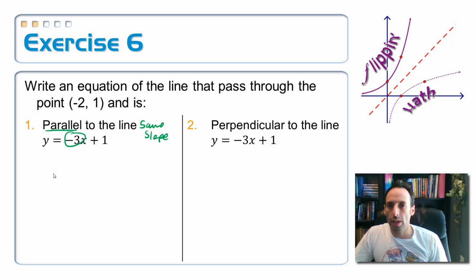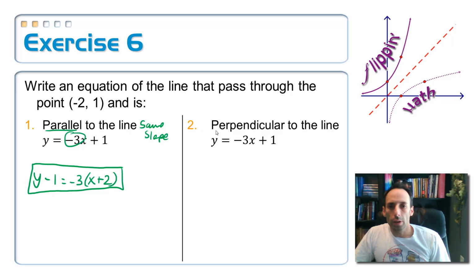So let's just write this in point slope form and be done with it. How about y minus 1 is equal to my slope, which is -3, times x minus a negative, so plus 2. And there's the equation of the line. And I'm finished. Okay, at number 2, I'm looking for a perpendicular line.